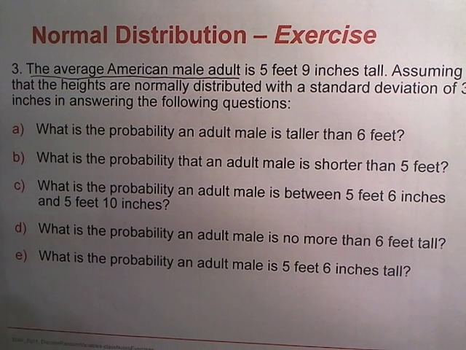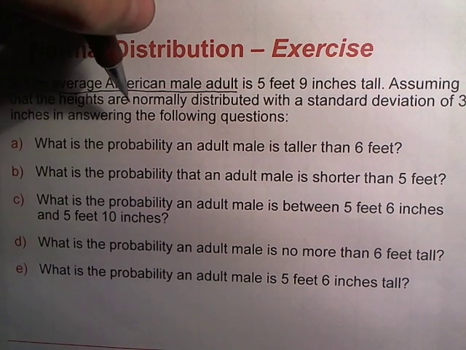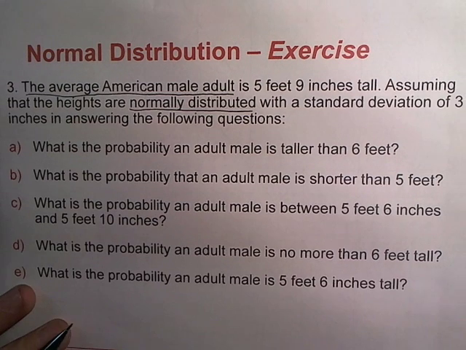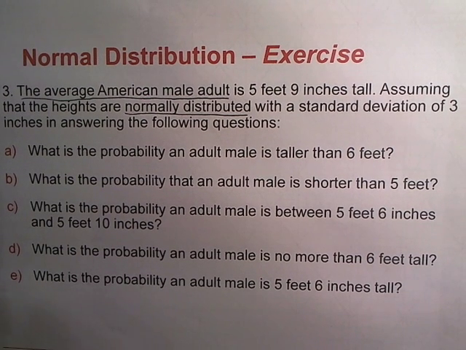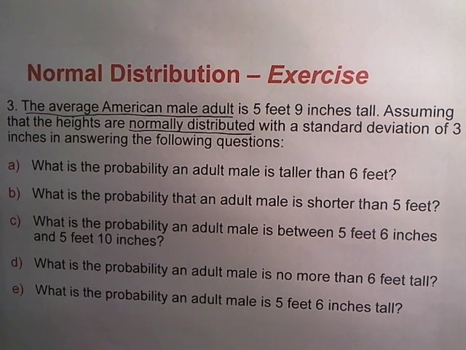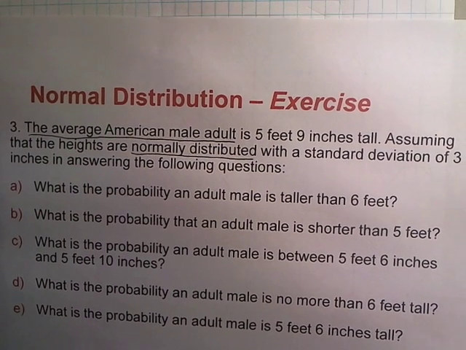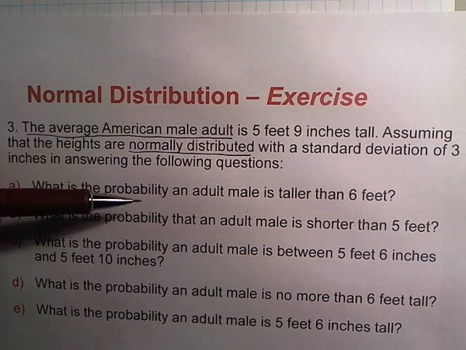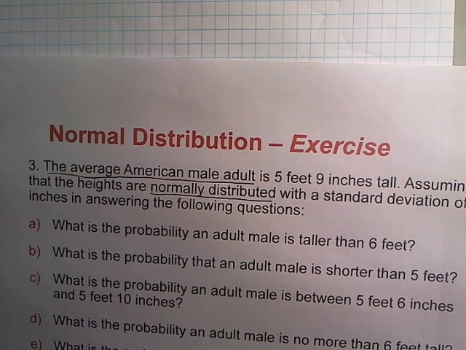The second thing that I want to point out is that we are told that the values in this distribution are normally distributed. So that allows us to use the normal distribution and z-chart to solve this problem. So let's look at part A here. What is the probability that an adult male is taller than 6 feet?